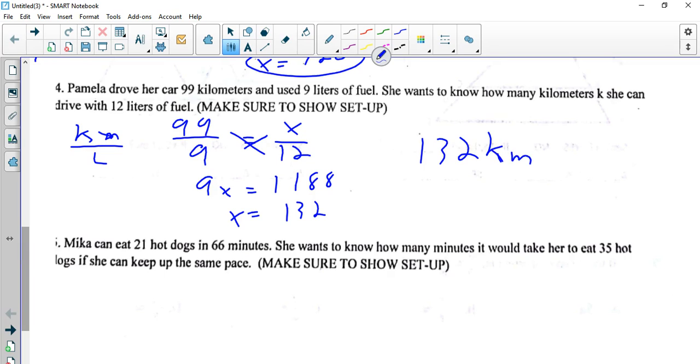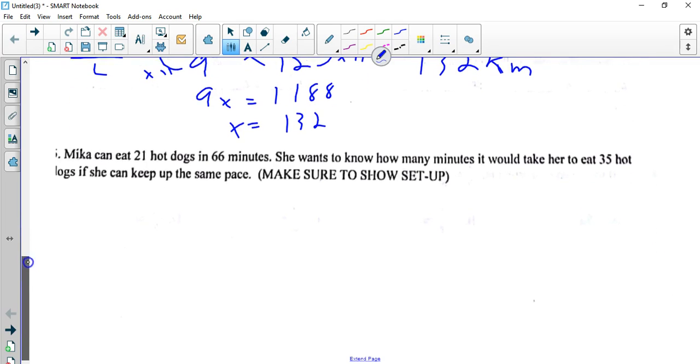You might have already seen a shortcut, and if you see those, it's okay. Now, if you notice at the beginning that 9 goes into 99 11 times, you could have just taken 12 times 11 and got to 132. So, if you see a shortcut like that, feel free to take it.